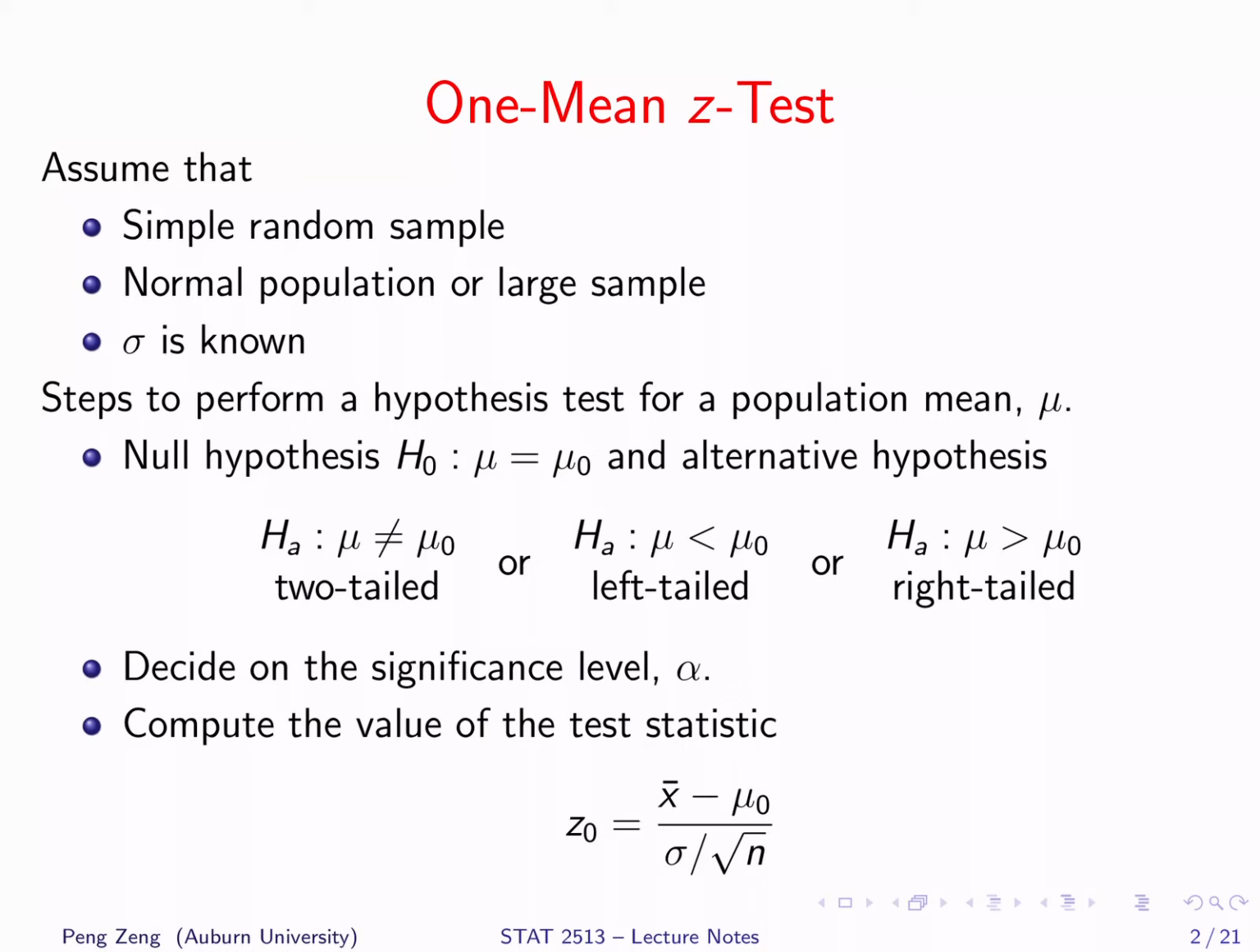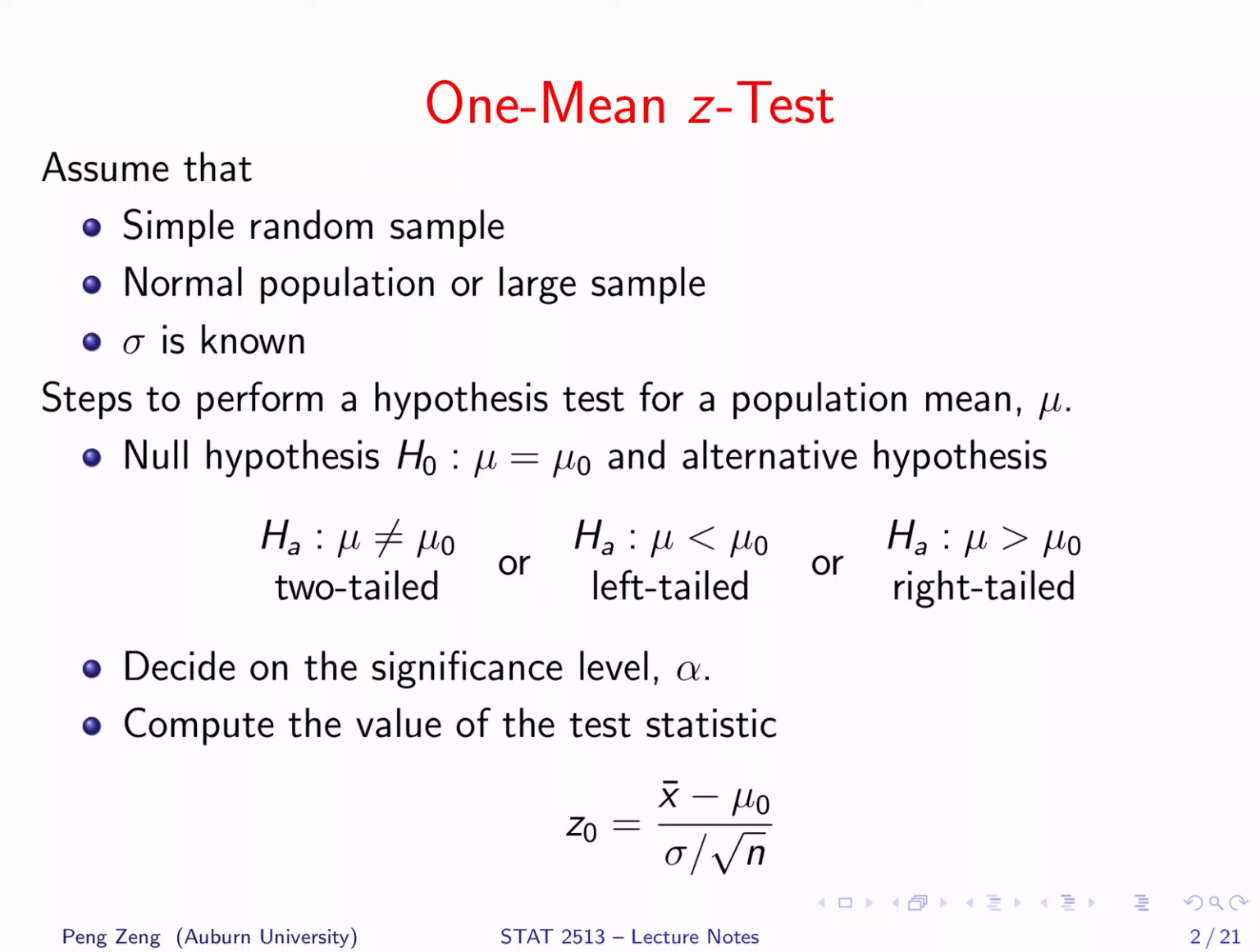After that, we need to decide on the significance level alpha. This choice of alpha is a convention. Most disciplines use alpha equals 0.05. Occasionally, some may use alpha equals 0.1 or 0.01.